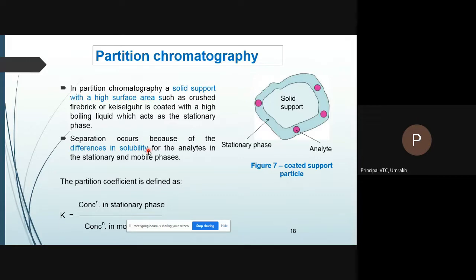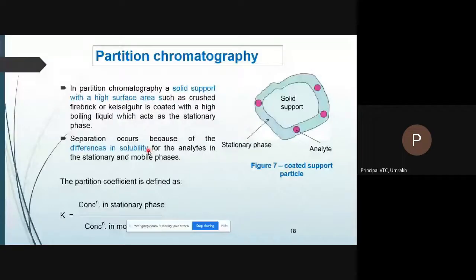reach the detector. The analytes with higher solubility in the stationary phase will remain for more time on the stationary phase. So their retention time will be more and they will be eluted at a later time, while those analytes which have more solubility in the mobile phase will leave the stationary phase at a faster rate. They will be eluted here, and the retention time will be less.